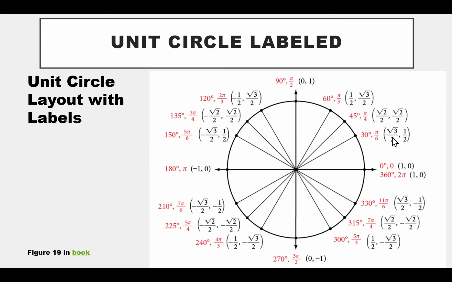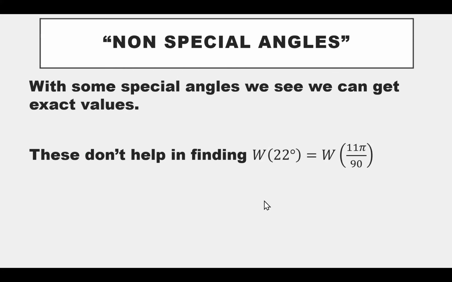Even if we don't, we can remember just the cosine and sine of pi over 6, pi over 4, pi over 3, and then project those across the x-axis, across the y-axis, and across both the x and the y-axis. So obviously that's great for angles that are on that picture.